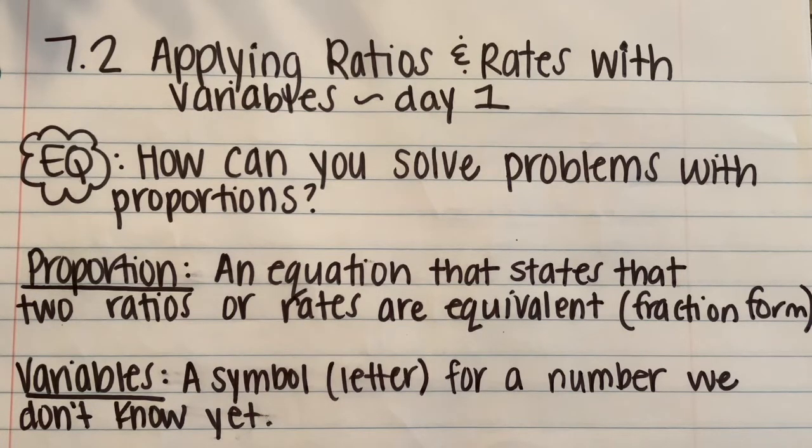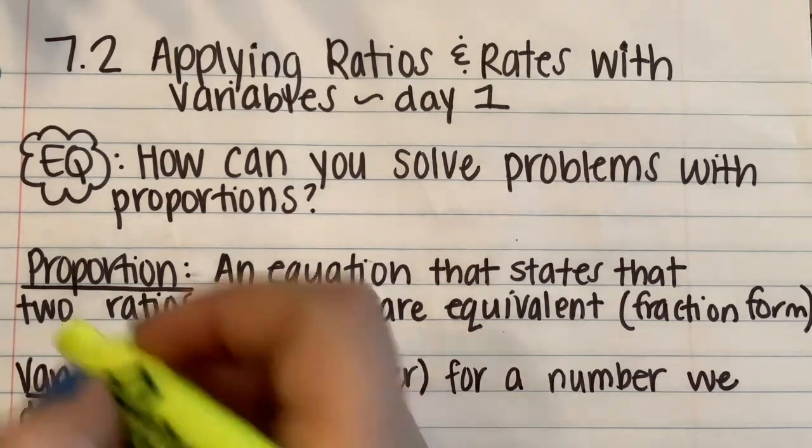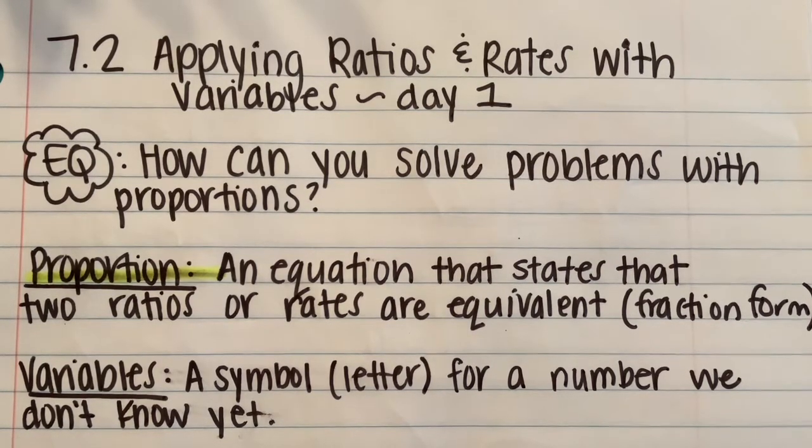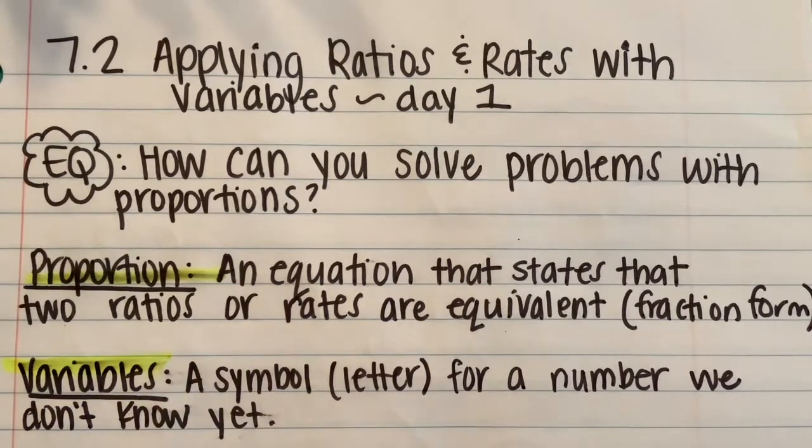So this brings us to our 2 vocabulary words for today. You're going to hear me say these words over and over and over again. Our first vocabulary word is proportion. A proportion is an equation that states that 2 ratios or rates are equivalent, and they're going to be written in fraction form. Our next vocabulary word is variables.